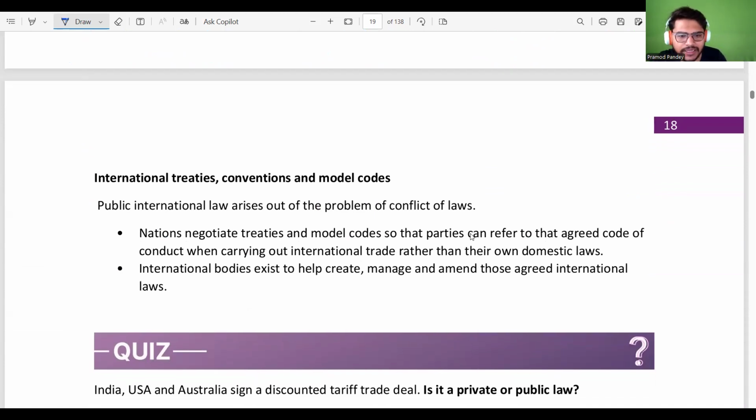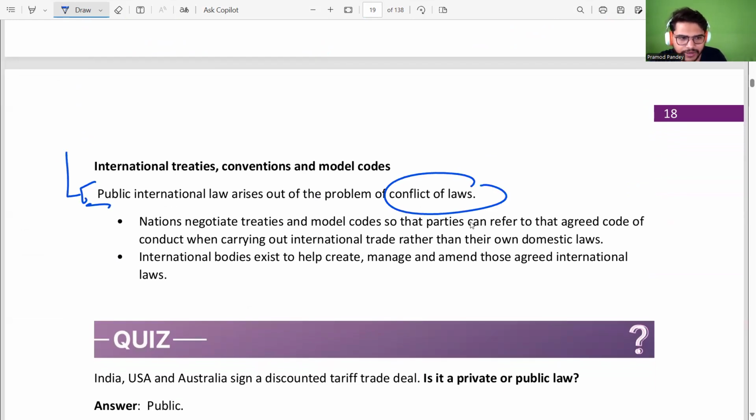Public international law arises out of the problem of the conflict of laws. Okay, understood? Something I told you at the start of the lecture. Nations negotiate treaties and model codes so that parties can refer to that agreed code of conduct when carrying out international trade, rather than their own domestic laws.